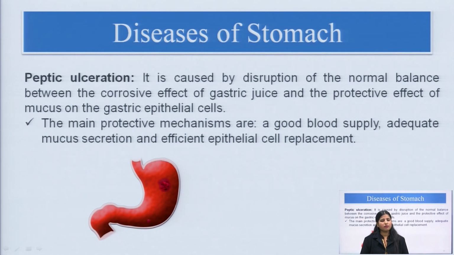So in our body, in the stomach, mucus is formed, which provides protection against the gastric acid, and hydrochloric acid is formed by the parietal cells. Now, if there is an imbalance between these two, such as very severe production of HCl, that can cause peptic ulceration, or if mucus formation is not proper, at that time also peptic ulceration will occur.